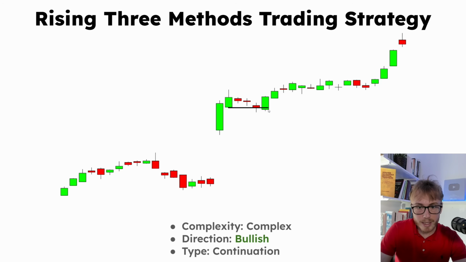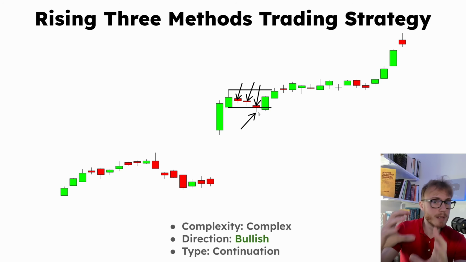If we take a look here, we can see that the red real body is contained within the first green, and that is exactly what we want to see. I think I forgot to mention this in the previous slide, but the important part is that the real bodies of the red candles should be contained within this range. It's not the end of the world if we have a lower wick right here, but preferably we want at least the real bodies of the candles to be contained within that.